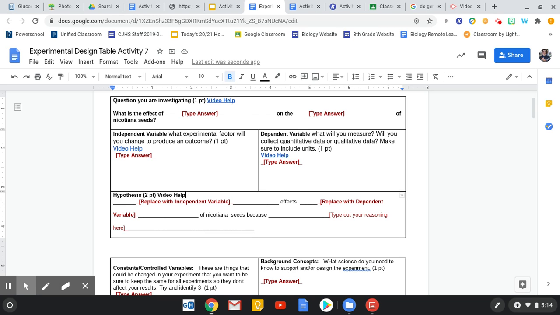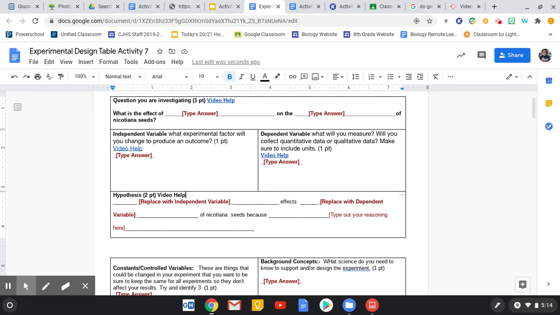Once we have our question, before we actually begin designing our experiment, we have to come up with this idea of what we think is going to be the answer. And we call this the hypothesis. It's more than what you just think, though. It's what you think based on the science that you have been learning about.